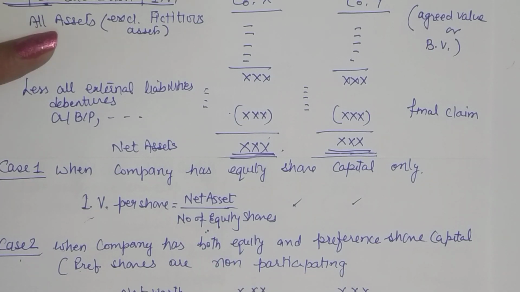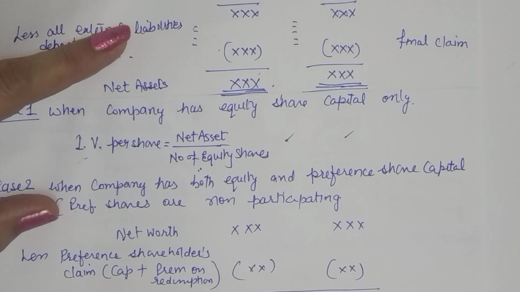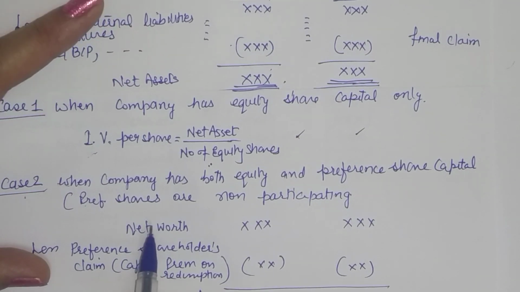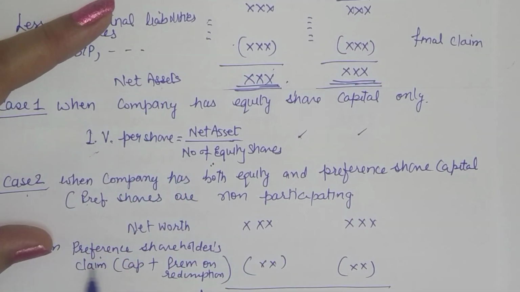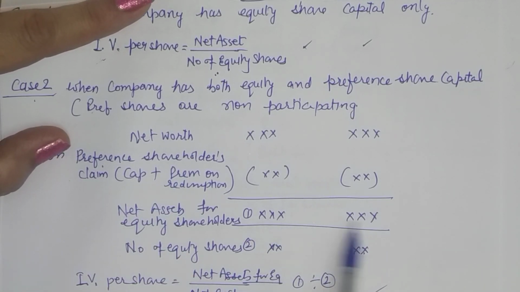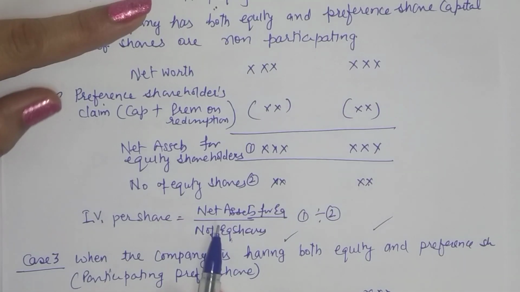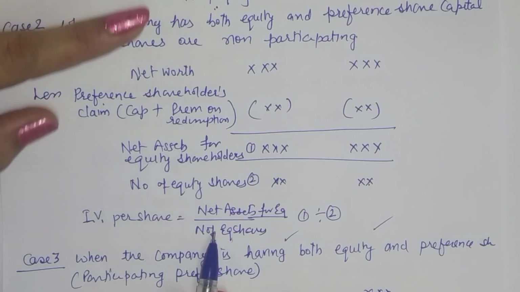When we have both equity and preference, then preference shareholders are to be paid first because they have a preferential right. So out of the net assets that we have calculated, we need to pay the preference shareholders their claim. The remaining amount is available to equity shareholders. Divided by the number of shares, we get net assets for equity shareholders.